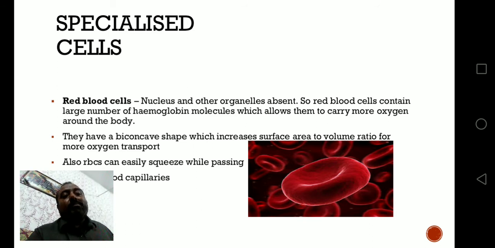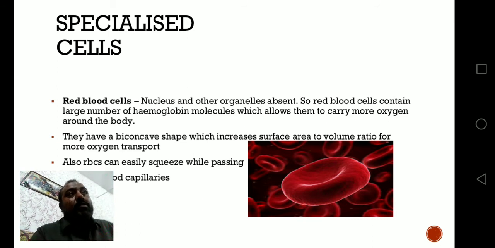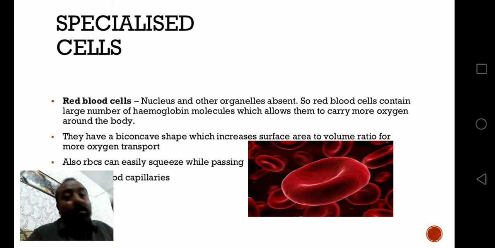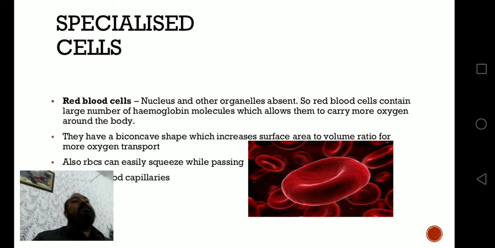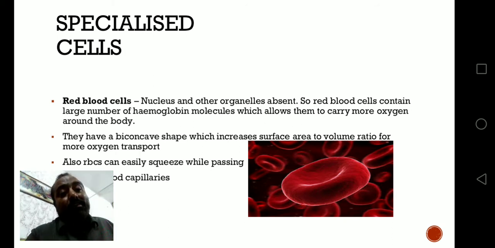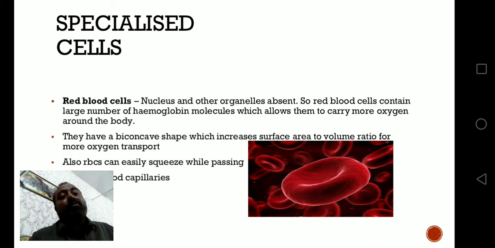In a healthy human being, the total volume of blood is about 7 liters. Now, not in the whole 7 liters of blood, but in each millimeter cube of the blood, there are about 5 million RBCs. So if RBCs are just rounded and not biconcave, then the figure would not be 5 million in each millimeter cube of blood.